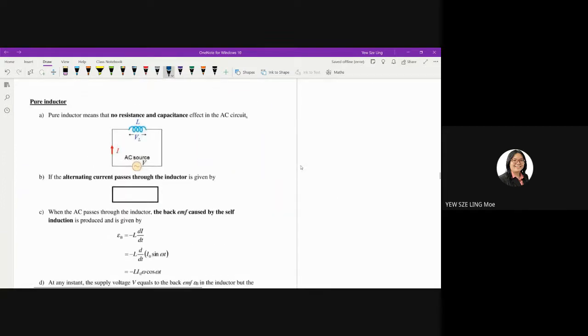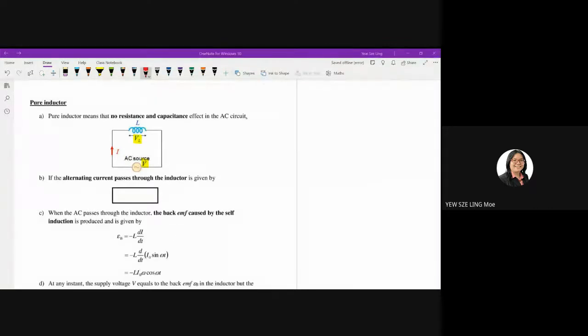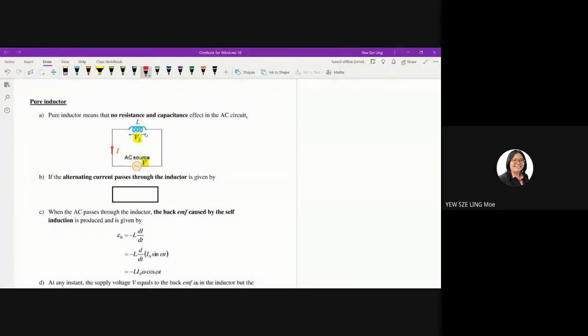Pure inductor. Okay, pure inductor. So what happens in a pure inductor? Pure inductor means that there's no resistance or capacitance across the inductor, or these two effects in the AC circuit. What you have is just VL and V. So here we're going to start from current. Why? Because initially you don't know what the value of VL is. You just know that there is a back EMF across the inductor, but you don't know the value, and you don't know the relationship between VL and I. Okay, you don't have any other information about it.